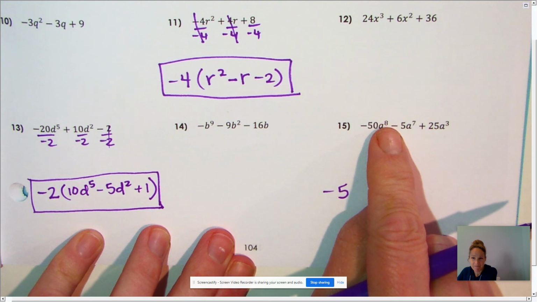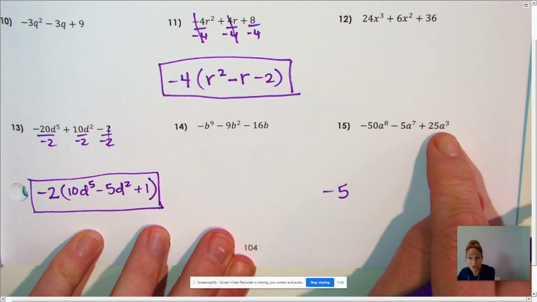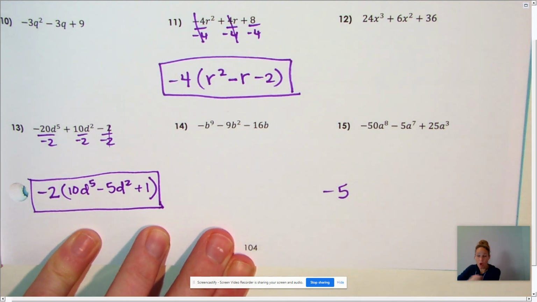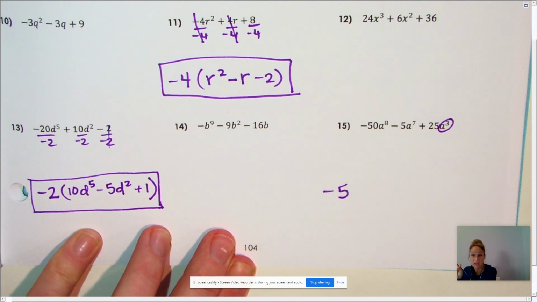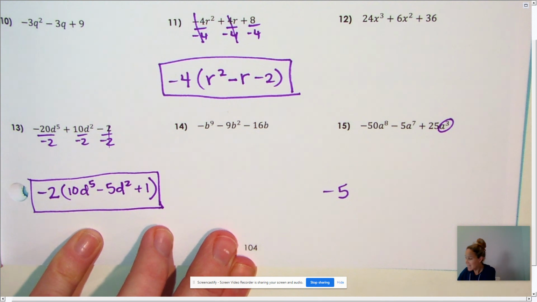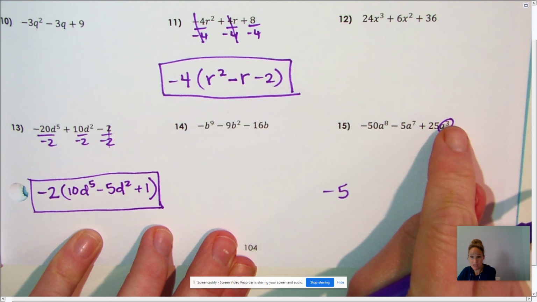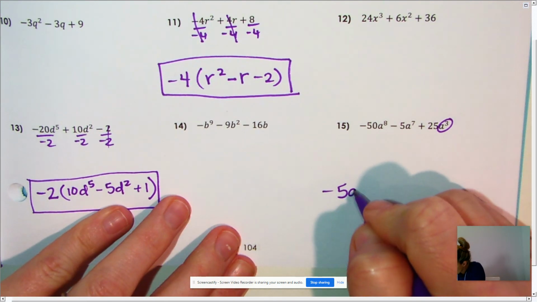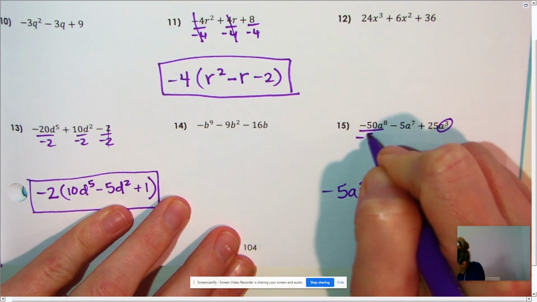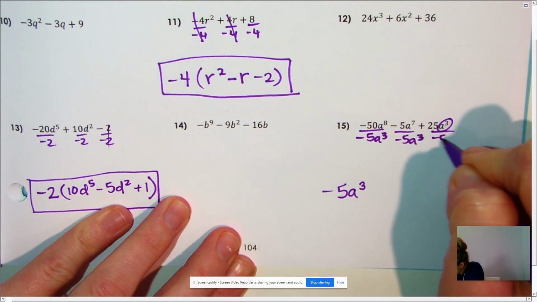So there's 8 of them, there's 7 of them, and there's 3 of them. So the most that I can take away or divide out from all 3 of them would be the 3 A's. So it's always going to be the lowest one because that's the most that you can take away the same from all of them, right? I can't take away 8 from here or here. I can't take away 7 from this one. The most I can divide out from all 3 of those would be a to the 3rd. So I'm going to put that out in front. So I'm dividing by -5 a to the 3rd, -5 a to the 3rd, and -5 a to the 3rd.